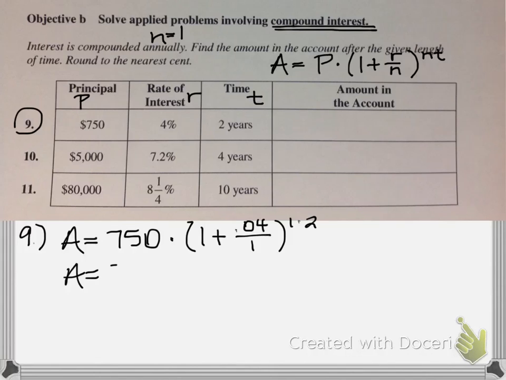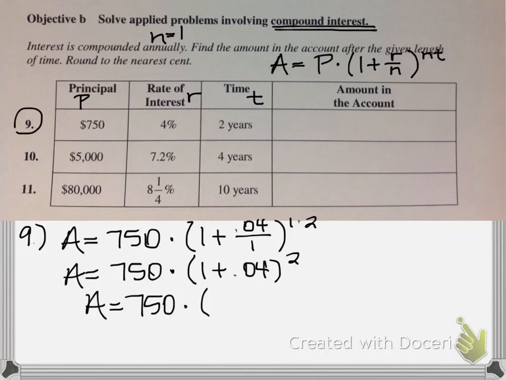So now we have to do order of operations. I'm going to simplify what's in my parentheses, because 0.04 divided by 1 is simply 0.04, so 1 plus 0.04, and then 1 times 2 is 2. So I'm going to have 750 times 1.04 squared when I add 1 plus 0.04.